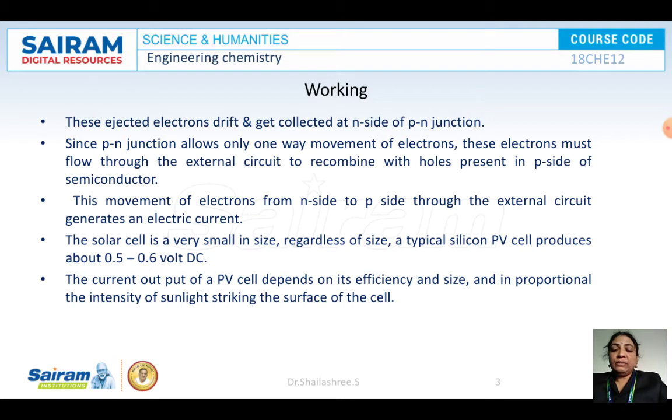A small typical solar cell produces around 0.5 to 0.6 volts of direct current. The generation of electricity depends on how much sunlight is striking the surface of the solar cell. We can say that the production of solar energy is directly proportional to the intensity of the sunlight striking the surface of the PN junction, and it also depends on the size of the solar cell.